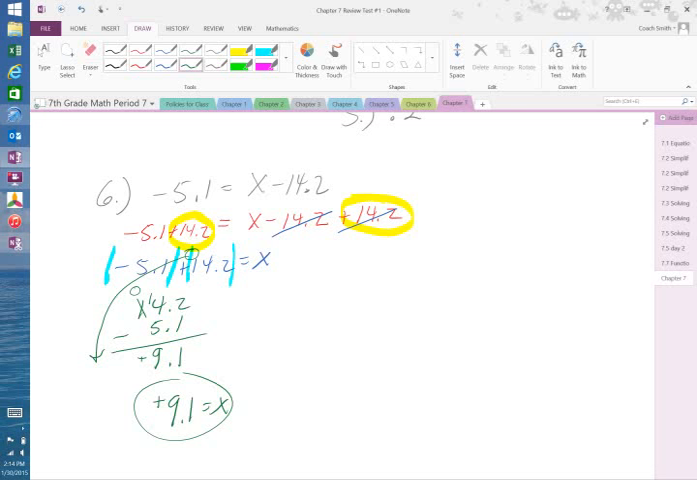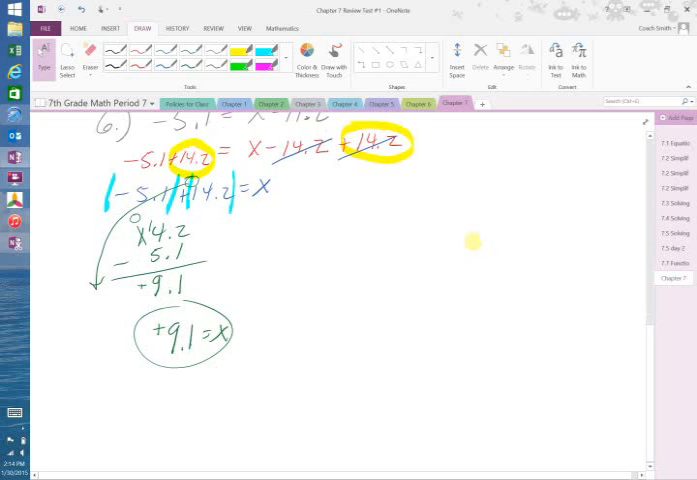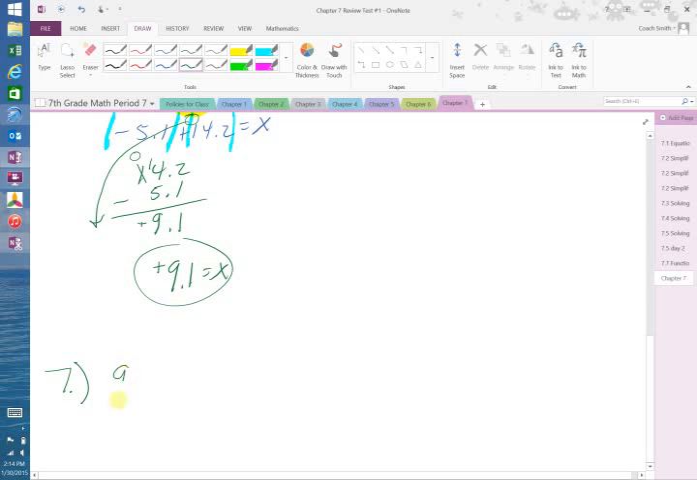Okay, any questions on that? All right, let's look at number 7. Number 7 says 9s equal 27. So what do I have to do here, Tayshawn? Is it negative 27? Yeah, negative 27.